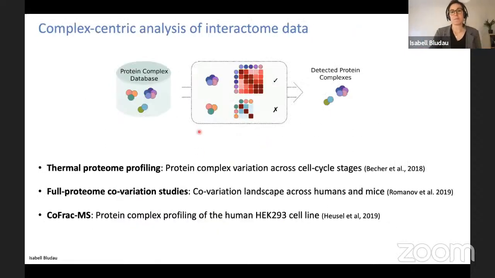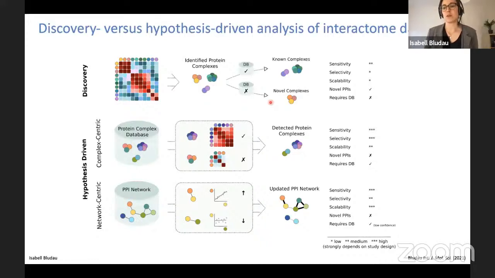So now I've basically shown you these two strategies, and I want to give you a bit more perspective on the limitations and the benefits of the discovery and the hypothesis-driven analysis approaches in interactomics. On one side, we have the discovery approach, which has the huge benefit that we can actually determine novel protein interactions, and we don't require any prior knowledge in the form of a complex database. But it comes at the downside that you might lose sensitivity and selectivity to detect protein complexes because of the large number of proteins that you look at.